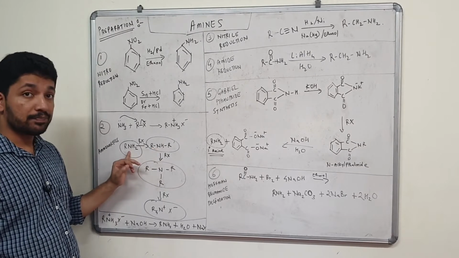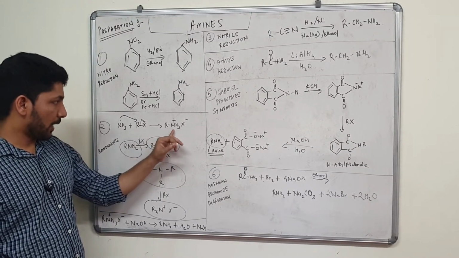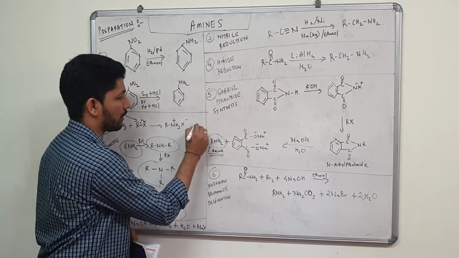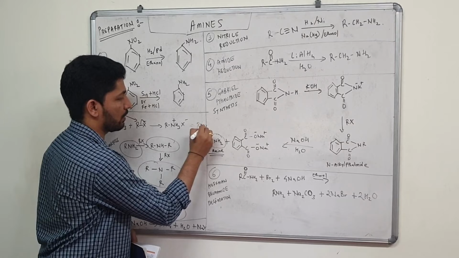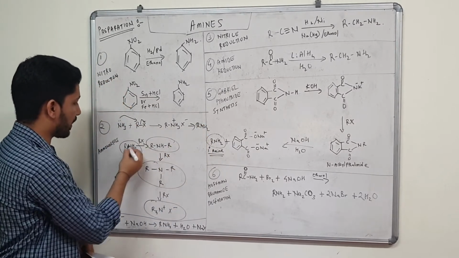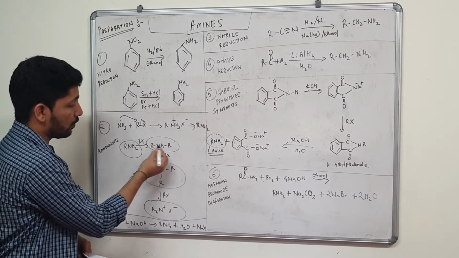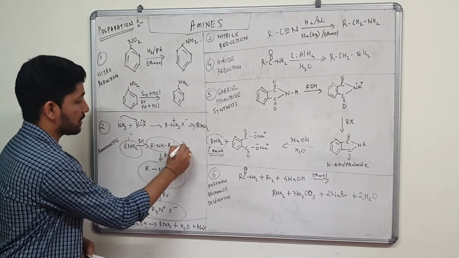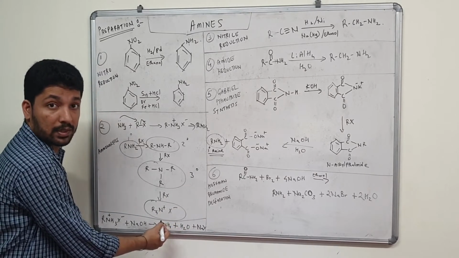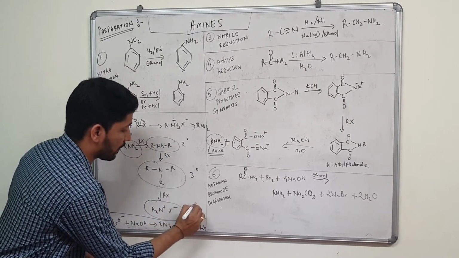So here actually a primary amine is obtained. Finally you get the primary amine, RNH2. This primary amine then further reacts with RX like this to give you a secondary amine. So this is primary, this is secondary, this is tertiary, and this is a quaternary ammonium salt. Since it is quaternary, I'll write 4 degree over here.